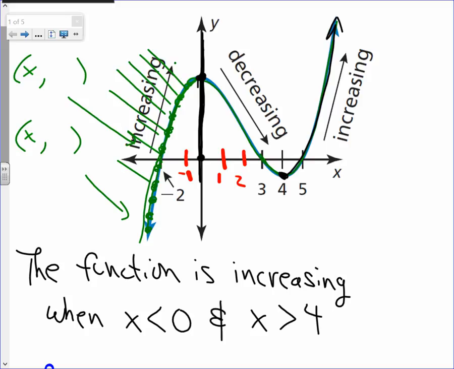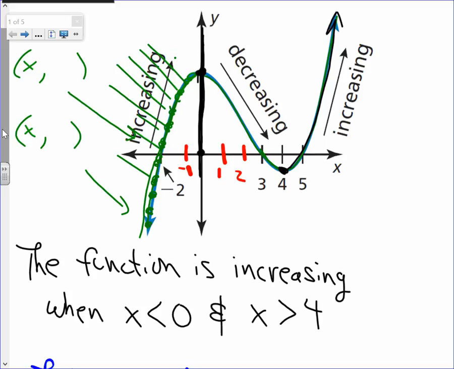Look at this. It's like little x windows, windows of increase or windows of decrease. When does it start increasing? When does it stop increasing? How about decreasing?